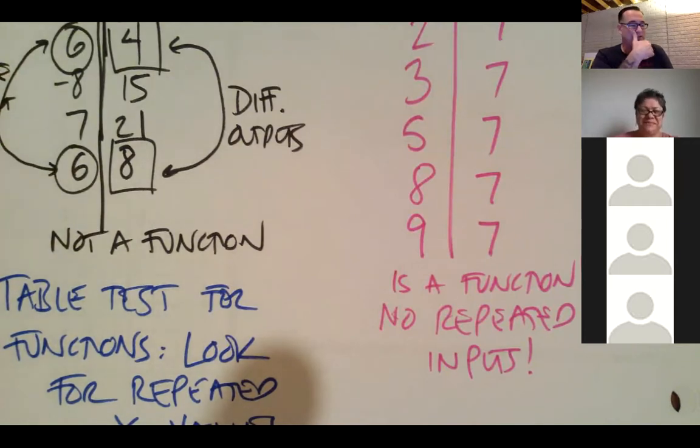So sorry about that. Like what we would do is we'd say it's a function if you hit the button and the same thing comes out each time. Now that doesn't mean that there isn't more than one button that gives you a Diet Coke. You could have more than one button that gives you a Diet Coke. The machine still functions.